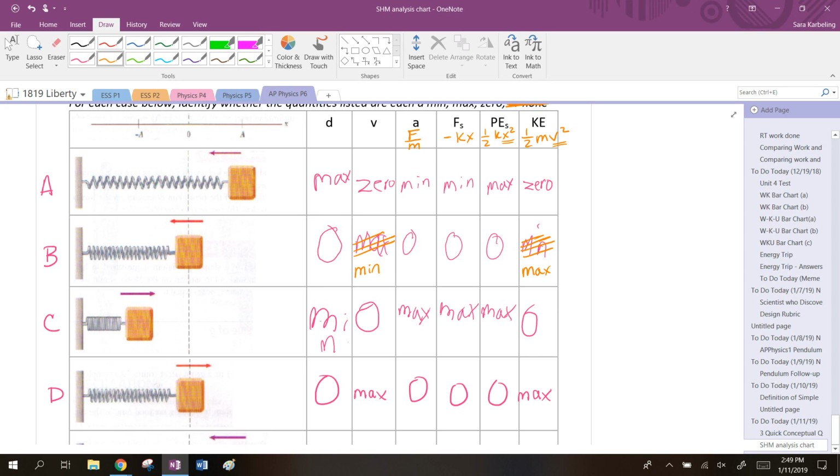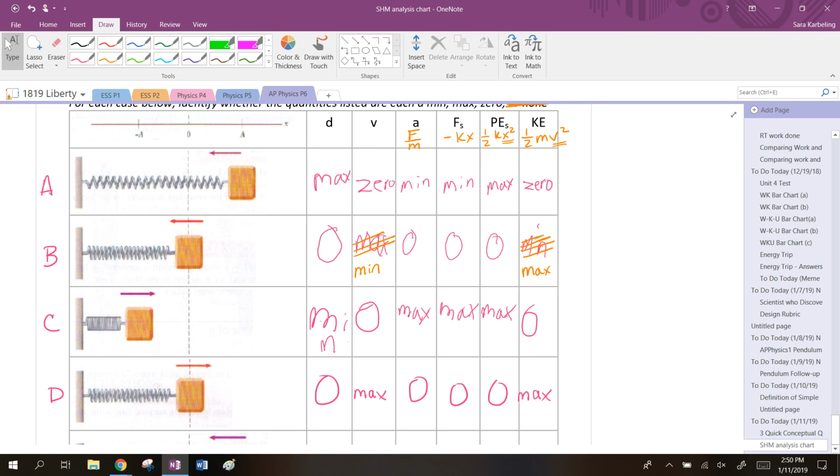And there's no kinetic energy. Why not? Because it stopped. The velocity is 0. Not going anywhere. All right, D, here we go. D's got a displacement of 0. We good? Yep. Velocity of maximum? Yes. Acceleration of 0? Because there's no force. No force means no acceleration. Potential energy? 0. Maximum kinetic?